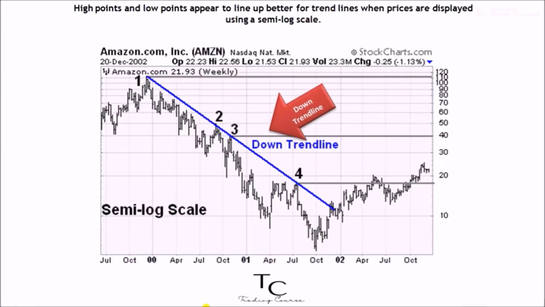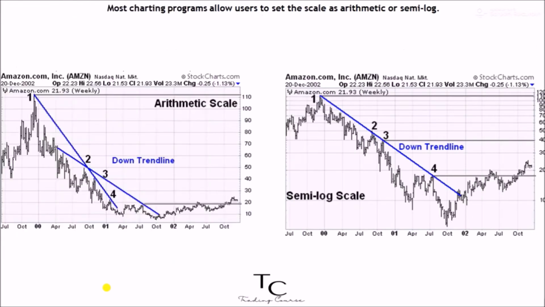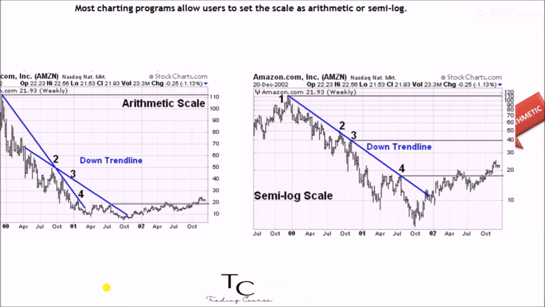High points and low points appear to line up better for trend lines when prices are displayed using a semi-log scale. This is especially true when long-term trend lines are being drawn or when there is a large change in price. Most charting programs allow users to set the scale as arithmetic or semi-log.